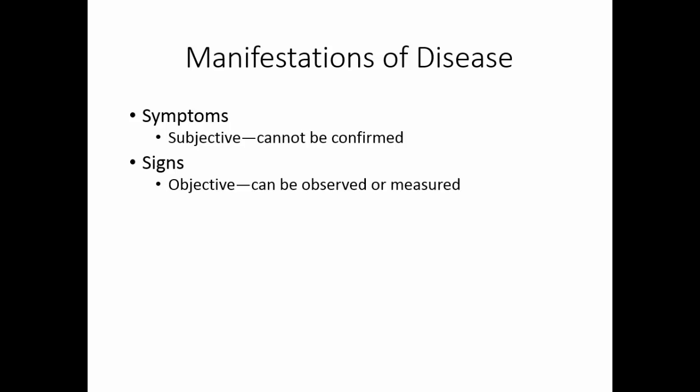Diseases manifest by showing signs and symptoms. Symptoms are subjective. These are things that cannot be confirmed. Pain, a headache, nausea. There's no way to confirm that these are actual. Signs are objective. They can be observed or measured. Temperature, for example, blood pressure, these can all be measured. Signs, symptoms, and lab tests can usually lead to a diagnosis of the infectious disease.